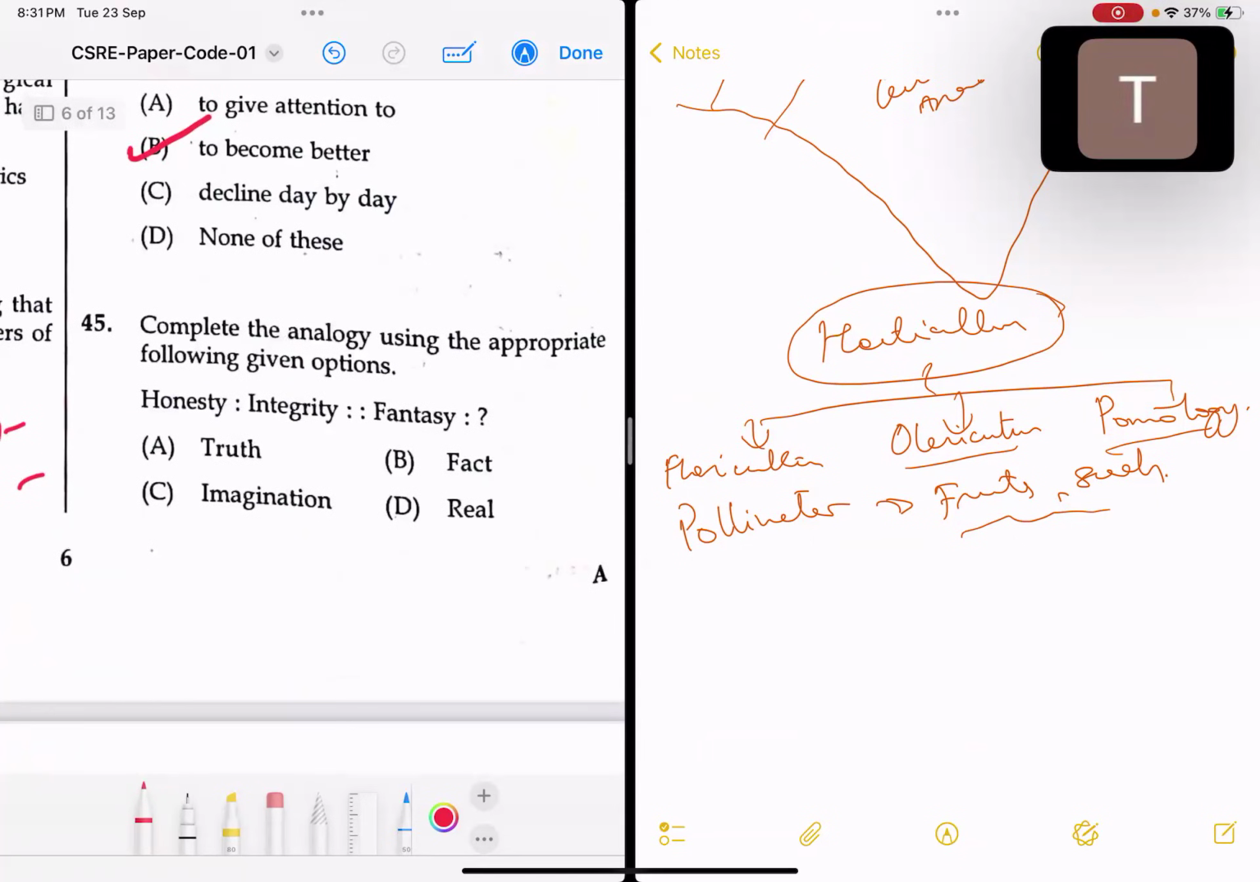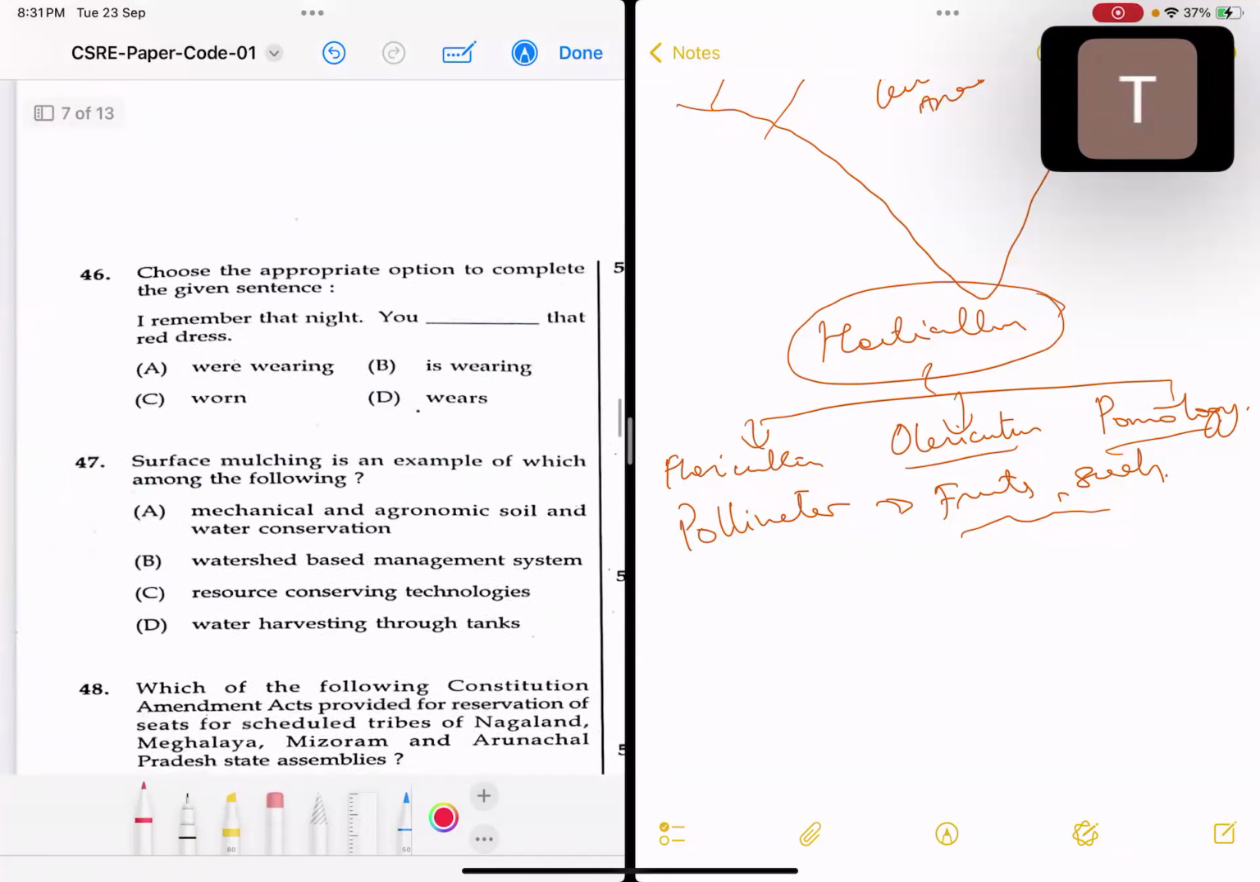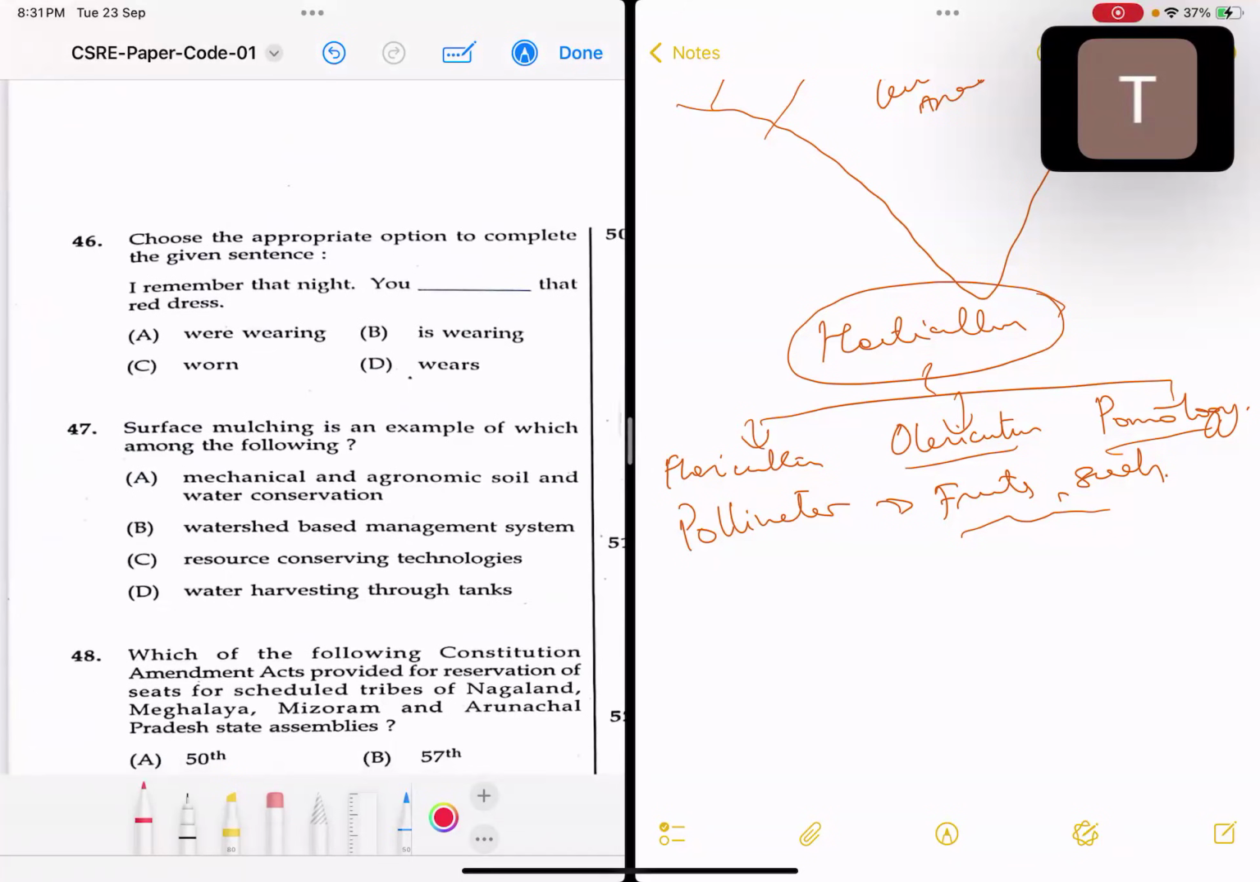Question number 45. Complete the analogy using the appropriate given option. Now, honesty and integrity are almost synonymous, right? So fantasy would be imagination, right? Because truth, fact, and real are synonymous. So the correct option is imagination. Question number 46. I remember that night you dashed that dress were red dress. So out of these 4 options, if you see, it will be you were wearing red dress, right?